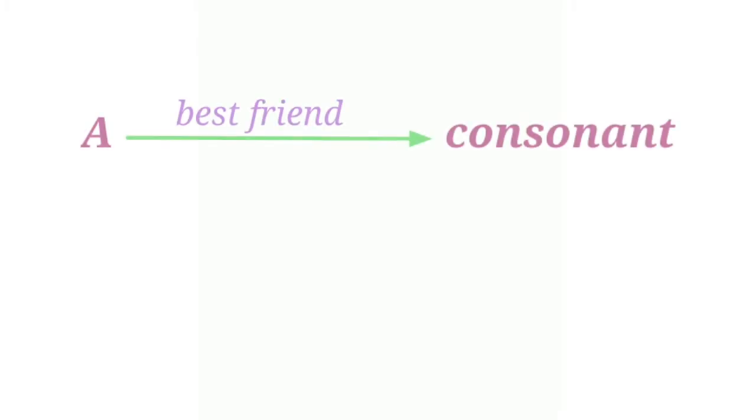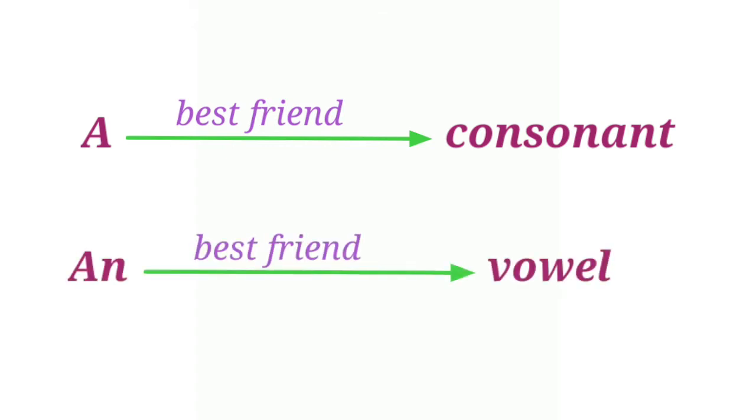In the previous class, we learned that A's best friend is consonant. So the article a is used with a naming word which starts with a consonant sound. And an's best friend is vowel. So the article an is used with a naming word which starts with a vowel sound.